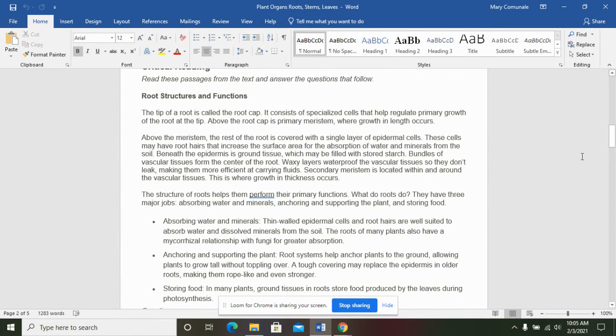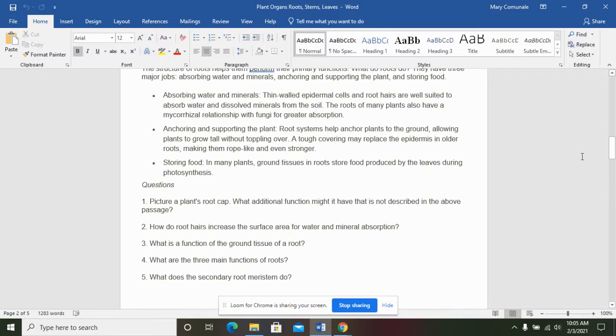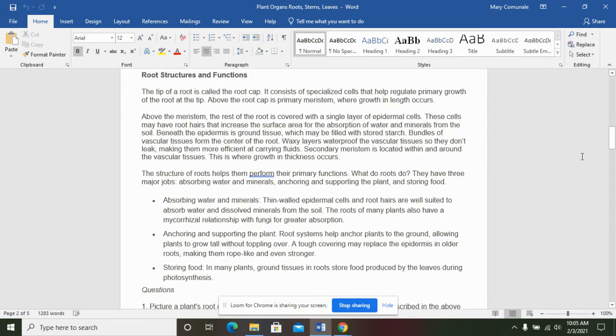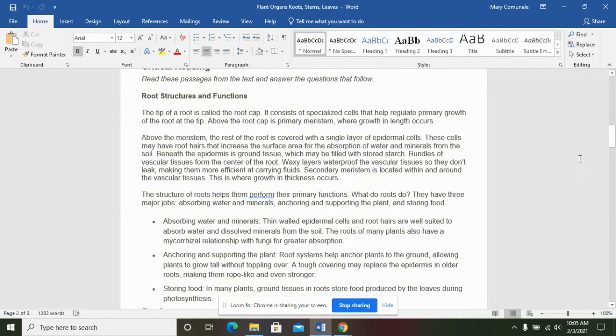The next part here is a critical reading, and then there are 5 questions to answer. So we'll go through and I'll read this first, and then we'll do our questions. The tip of a root is called the root cap. It consists of specialized cells that help regulate primary growth to the root at the tip. Above the root cap is the primary meristem, where growth and length occurs. Above the meristem, the rest of the root is covered with a single layer of epidermal cells. These cells may have root hairs that increase the surface area for absorption of water and minerals from the soil.